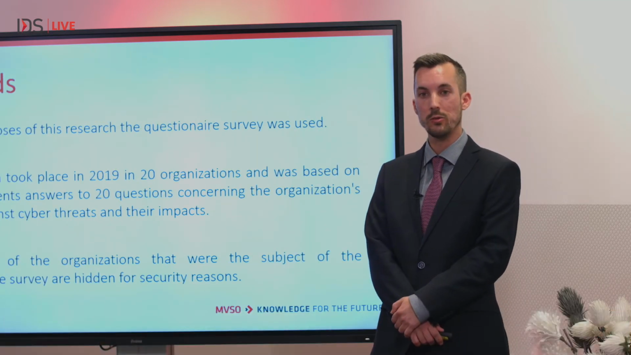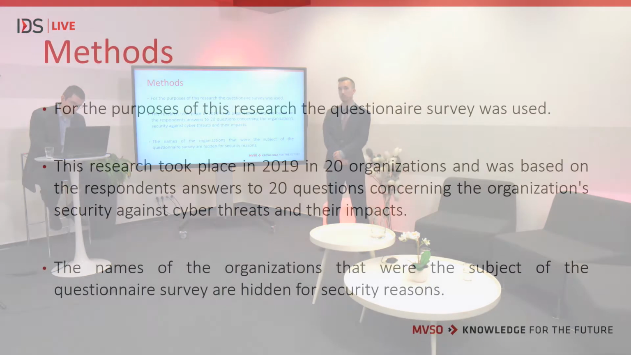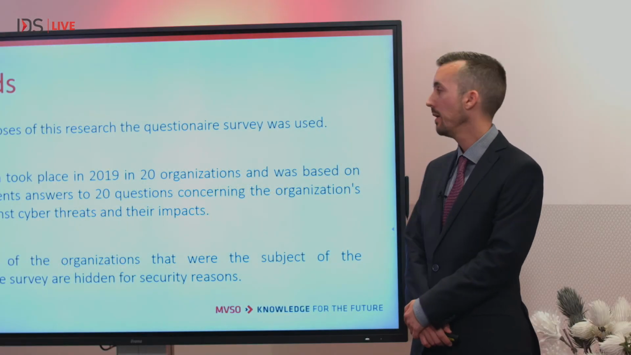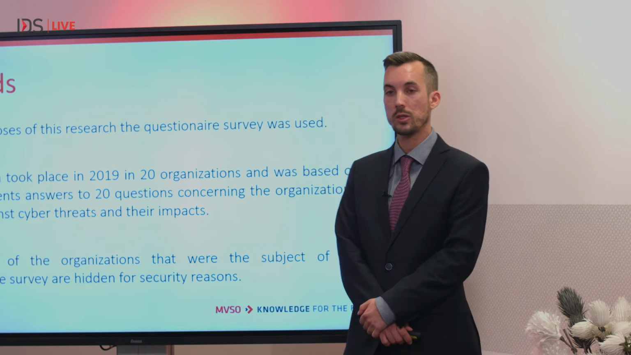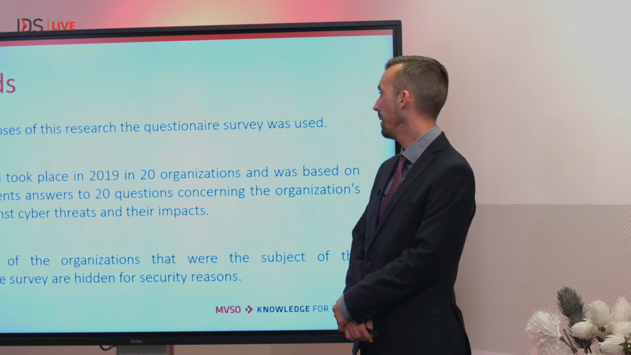Now I'm moving on to the methods that were used in our research. The definition of areas which can be affected by the impacts of cyber threats were based on several factors. The first factor is questionnaire survey. This research took place in 2019, in 20 organizations in the Czech Republic, and was based on the respondents' answers to 20 questions concerning the organization's security against cyber threats and their impacts.